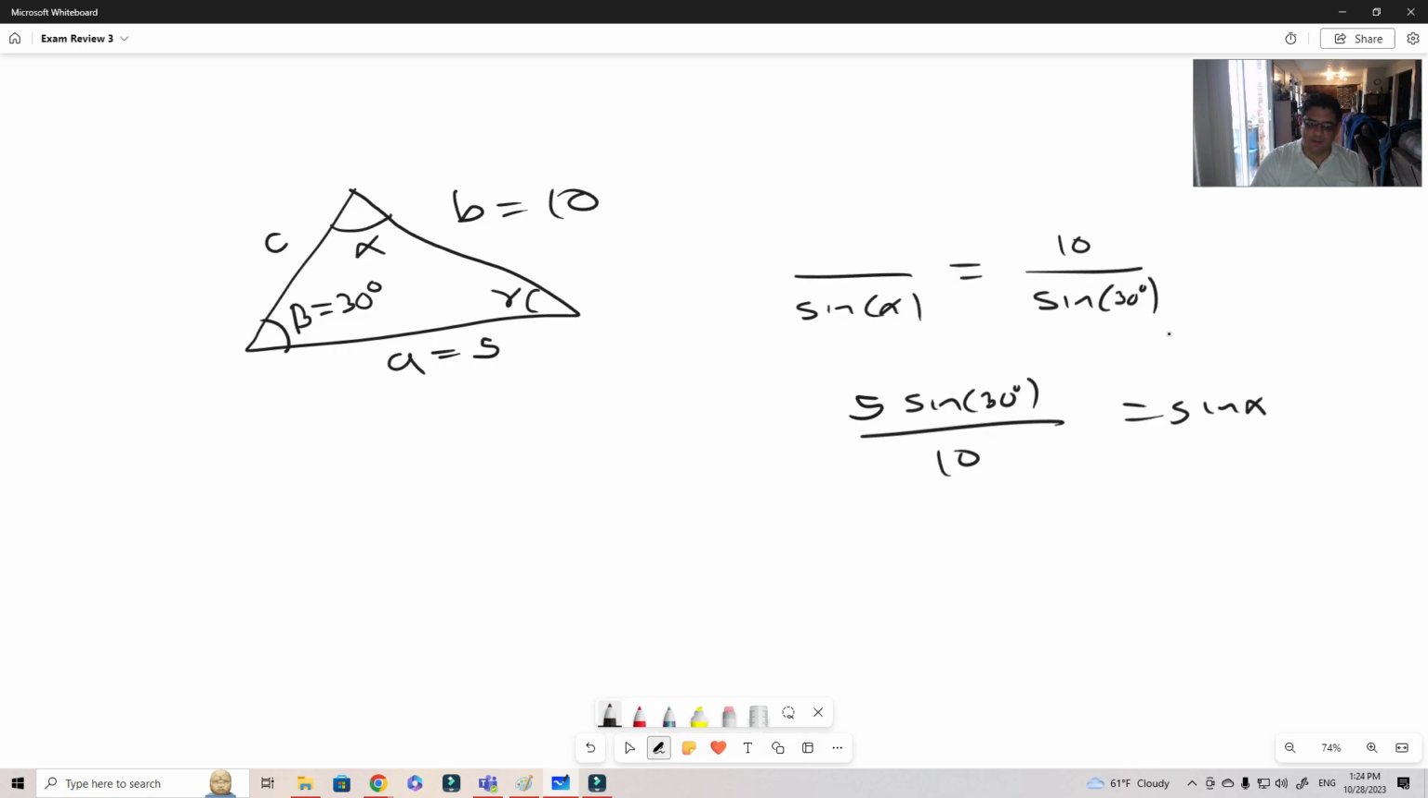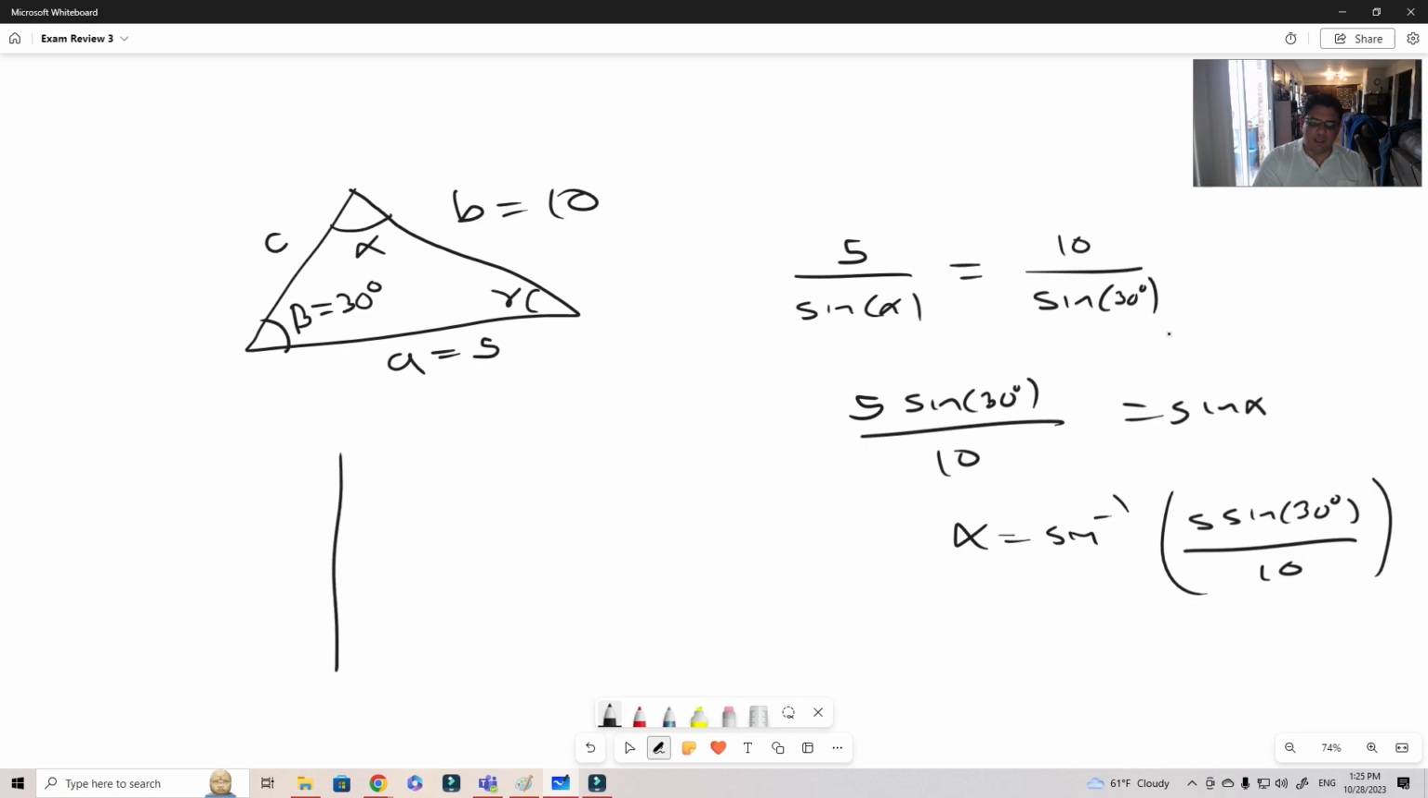Notice that here we have two sides and one angle. Every time we have to find the angle because we don't have two angles, it's very likely that we're going to get an ambiguous case. Why does the ambiguous case occur? It occurs because when we do sine to the minus 1, this is going to be a positive number, by the way, and I'm going to explain in a second why.